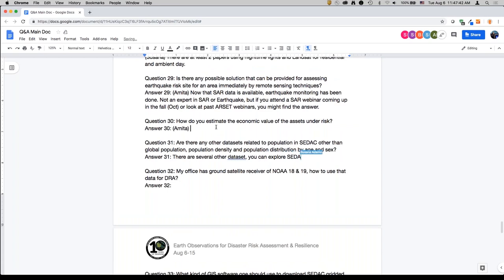Question 30 is about how to estimate the economic value of the assets under risk.